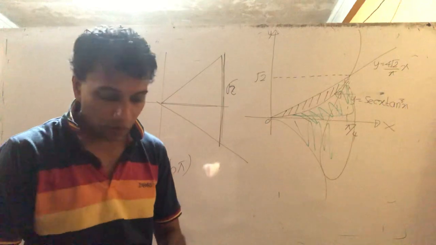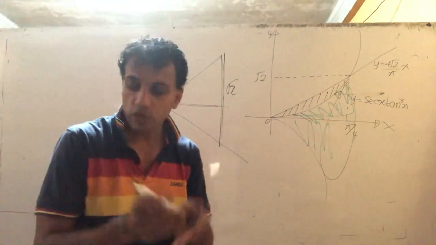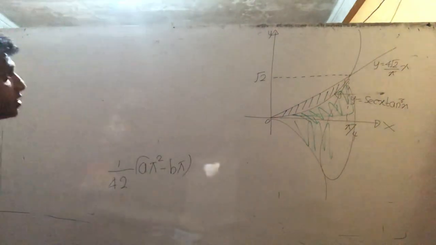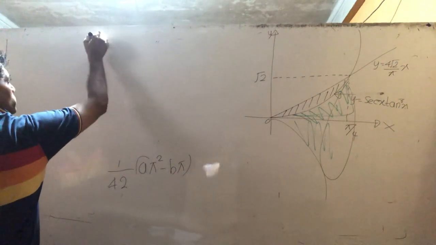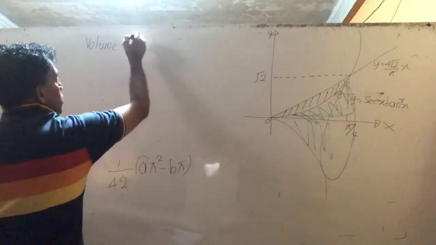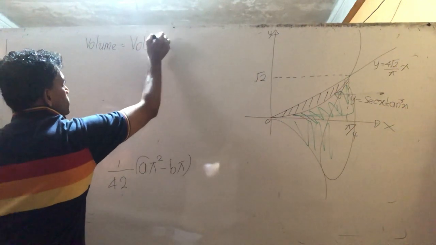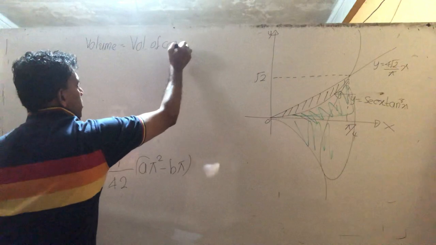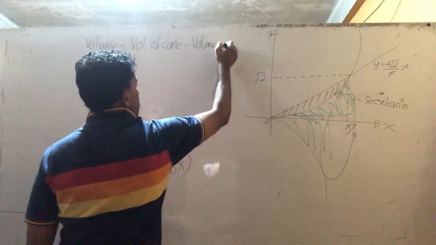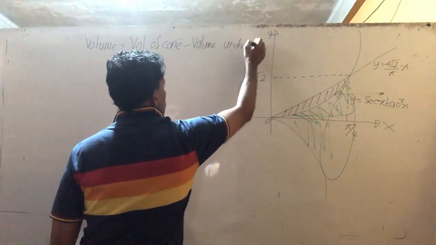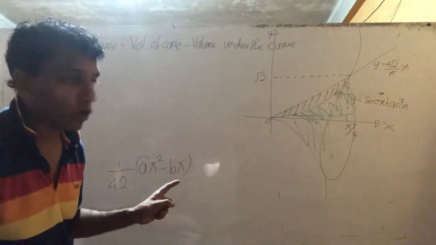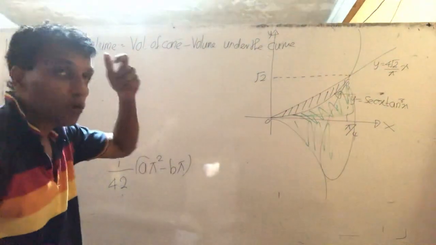They gave the answer. We also found this using integration. Then can you equate to find A and B? So if I write the formula, volume equals volume of the cone minus volume under the curve, right? Required volume equals what? Volume of the cone, subtract volume under the curve.